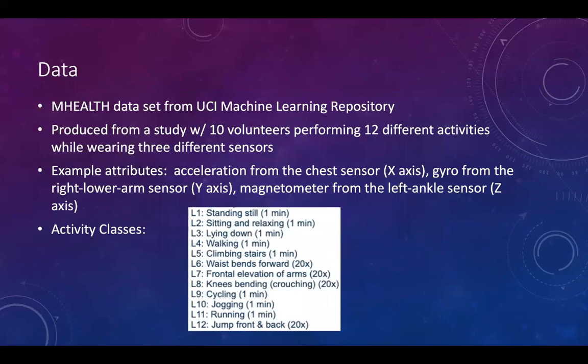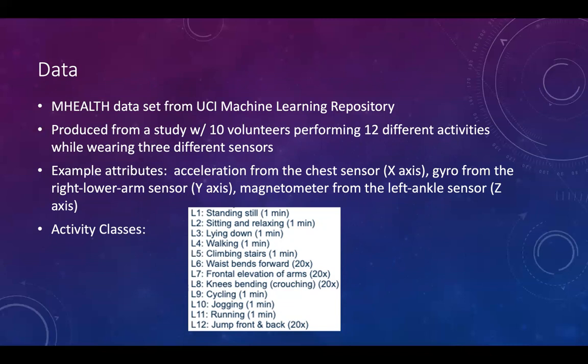The data that I'm using for my project is called the MHEALTH dataset, which is sourced from the UCI machine learning repository. The data was produced from a study in which 10 volunteers performed 12 specific activities while wearing 3 different sensors on their body, one on their chest, one on their right wrist, and one on their left ankle.